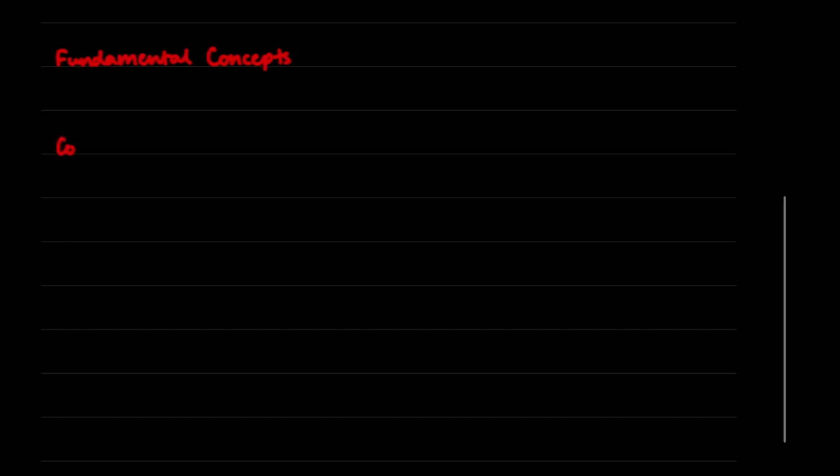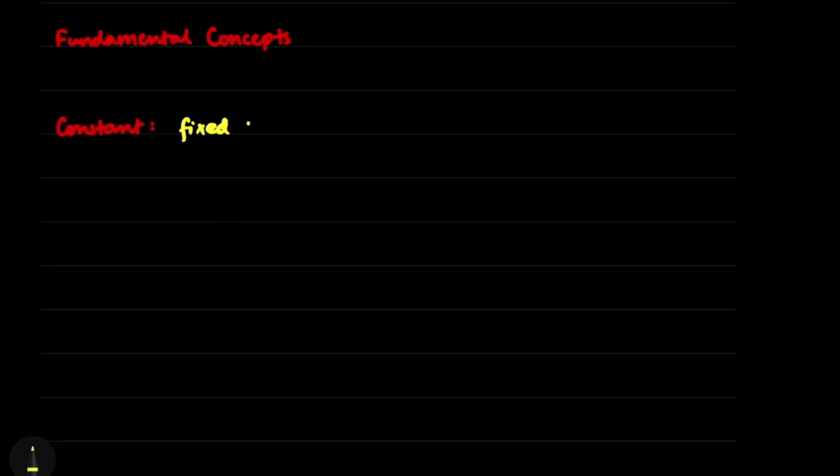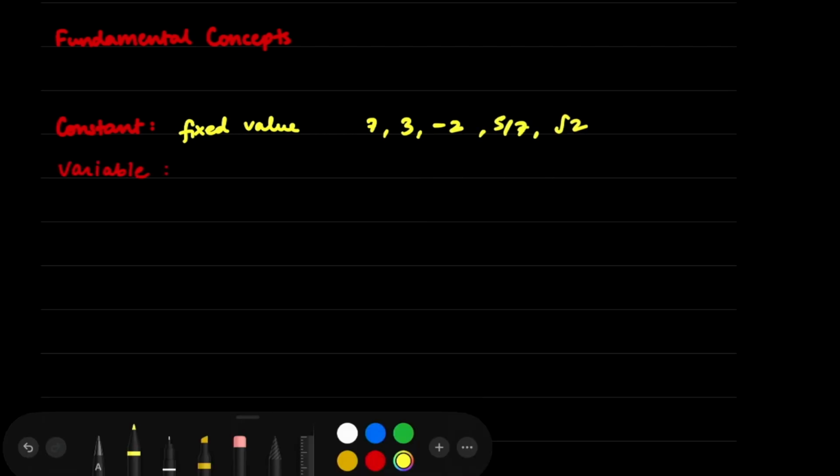So first, what is a constant? A constant is something that has a fixed value. It can be any kind of number, say 7, 3, minus 2, 5 by 7, root 2. Anything of these sorts are constants. A variable is a symbol which can be given any numerical values.